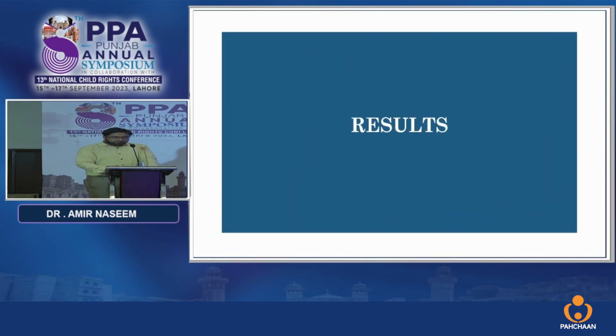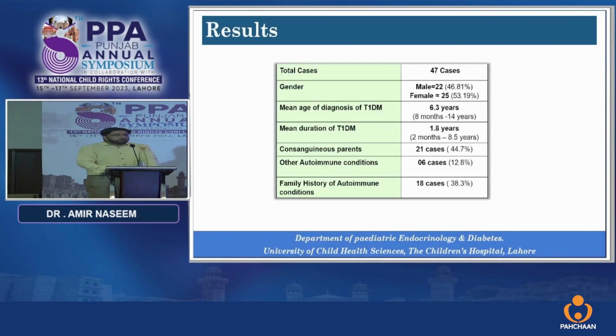There are a few results which I want to share with you. So far we have data of 47 cases. Out of them 22 were males and 25 were females. The mean age of diagnosis of type 1 diabetes was 6.3 years, and the mean duration of type 1 diabetes for the patients was 1.8 years.